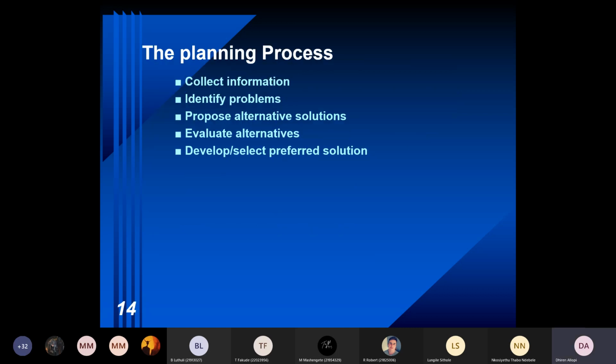So the planning process is simply collection of information, identifying problems, looking at alternative solutions, evaluating the alternatives, and then selecting the preferred solution. Like I said, very often it is the money basket that dictates, but not always. One has to look at all the factors. And this again could apply to any situation.